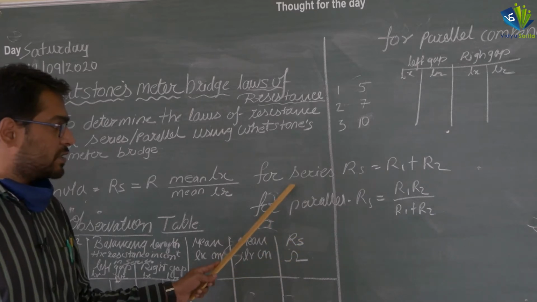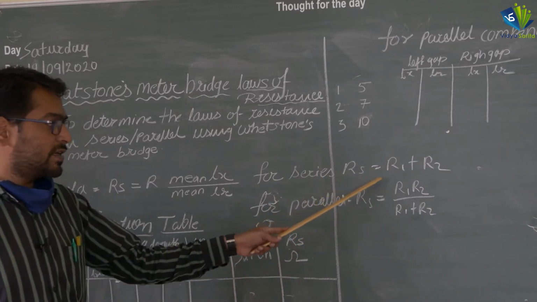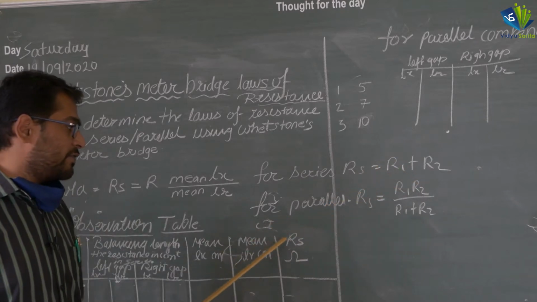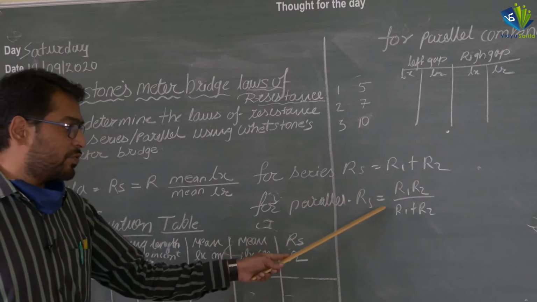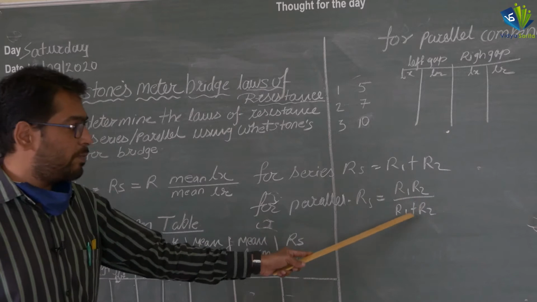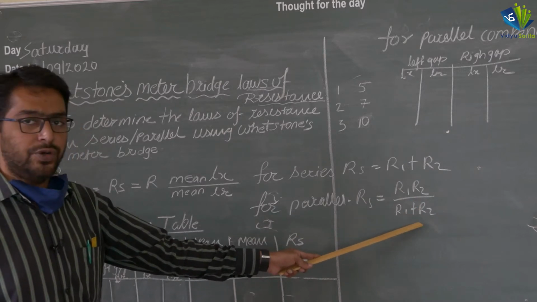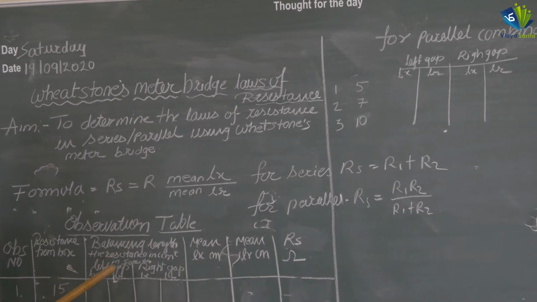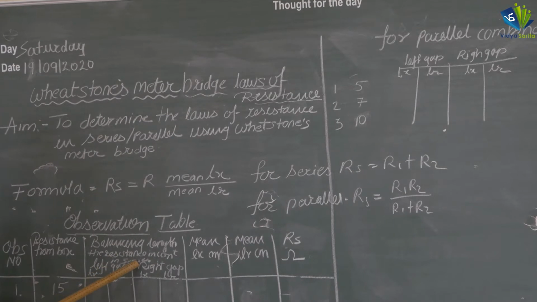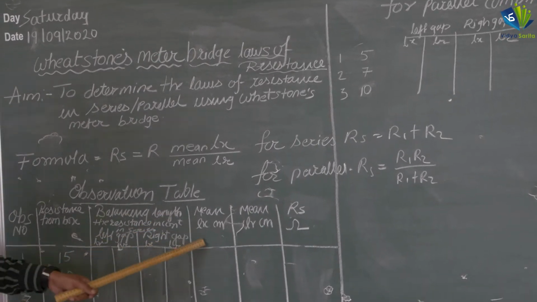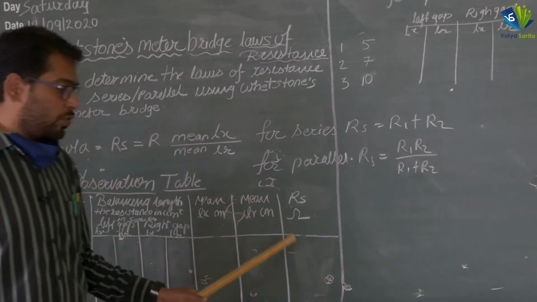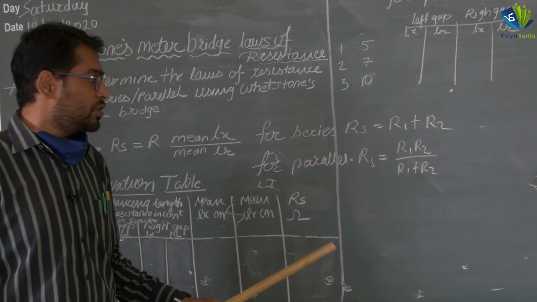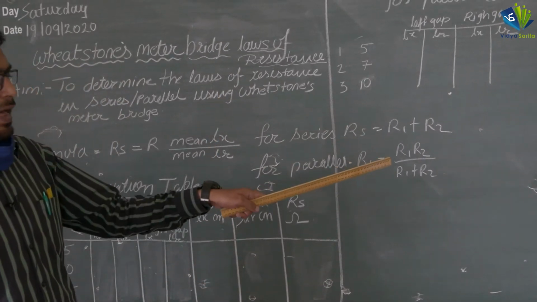For the series we have the formula Rs equal to R1 plus R2, and for parallel we have Rs equal to R1 into R2 upon R1 plus R2. The observation for this experiment is resistance from the resistance box, balance length of a resistance in the series, left gap, right gap, mean Lx, mean Lr, and ohms. Write the mean value about these. We'll calculate the same in the parallel also.